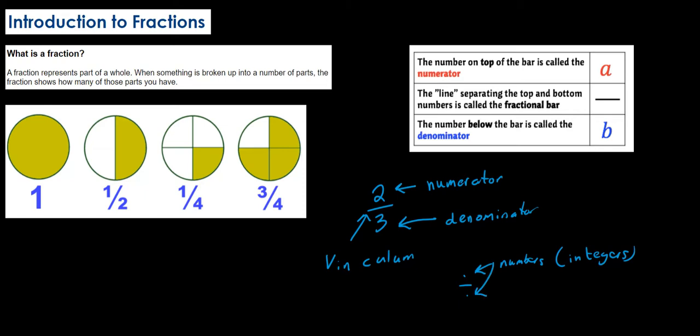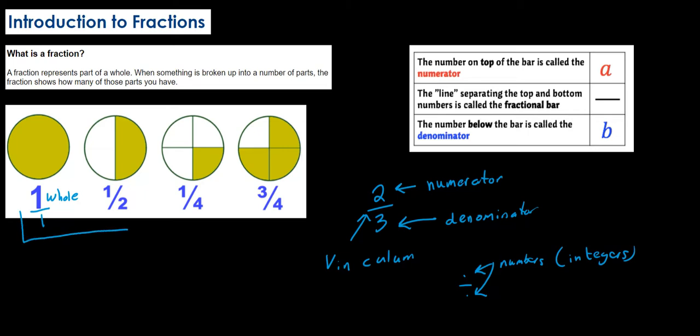Okay, so the top part of the fraction is called the numerator. The line separating the top and the bottom is called the vinculum, or sometimes the fractional bar, and the number below is called the denominator. So we have some fractions here, and this is a whole, and the denominator here is just simply 1. This is a half, a quarter, and a third.